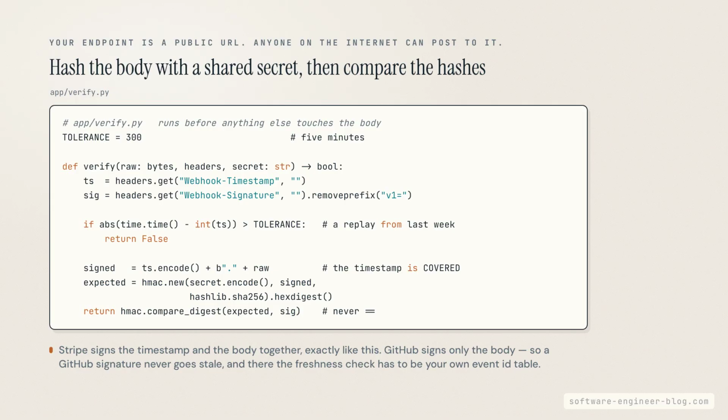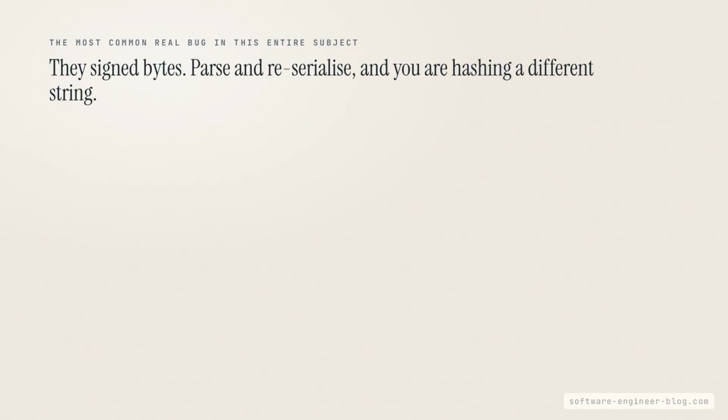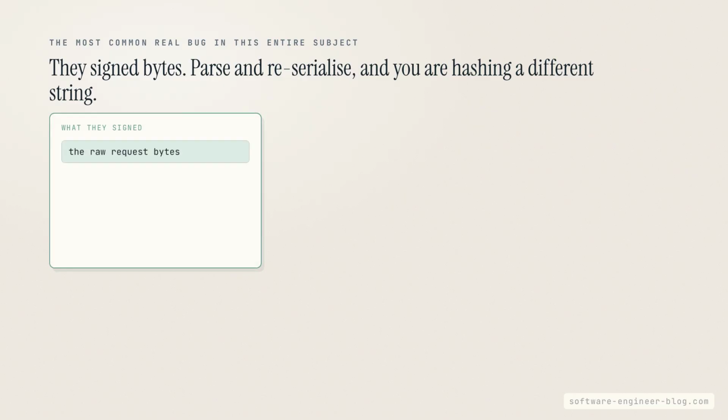Now, the first of those 3 is where almost everybody loses a day. They signed bytes, specific bytes, in a specific order with specific spacing. If you parse that JSON into a dictionary and then turn it back into a string in order to hash it, you are hashing a different string.